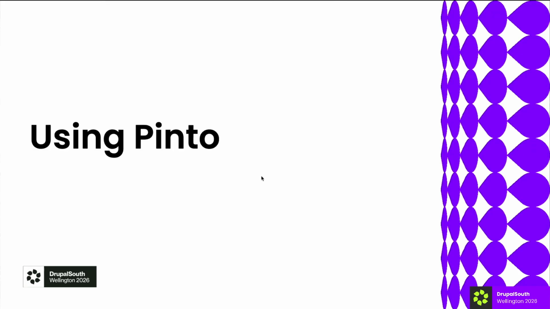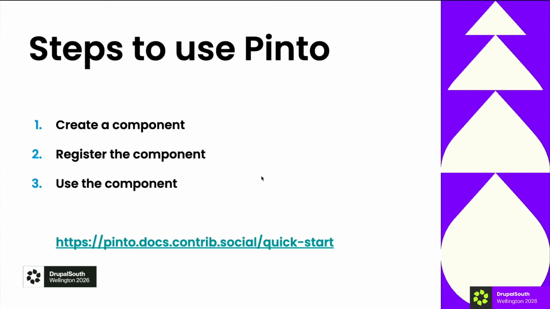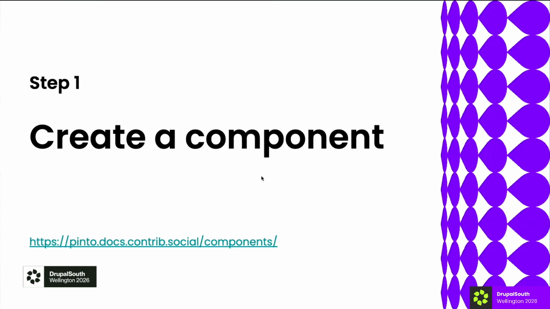So how do we actually use Pinto? There's a simple 3-step process. You create a component, you tell Pinto about it, and then you use it wherever you want. There's a link there for a quick start guide on the documentation page that Dan wrote. But let's step through what that looks like here. So, creating a component.